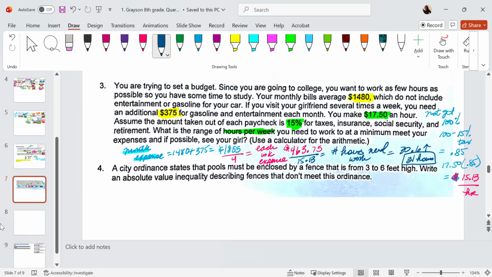All right, number 4. Go ahead and read. So X is how high the fence can be, right? So first write an inequality there.